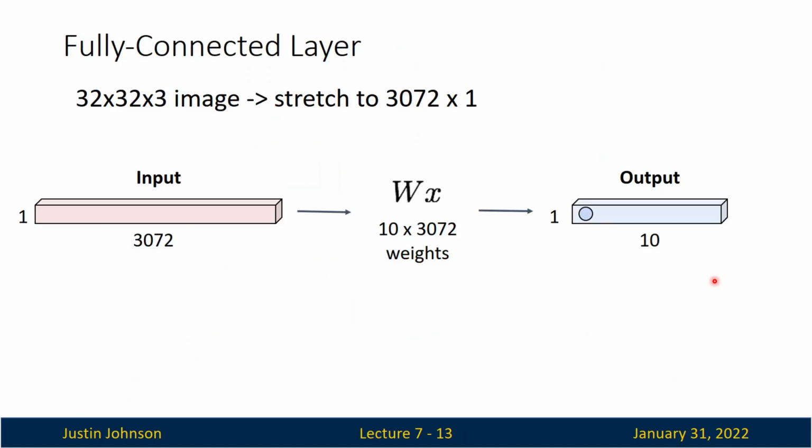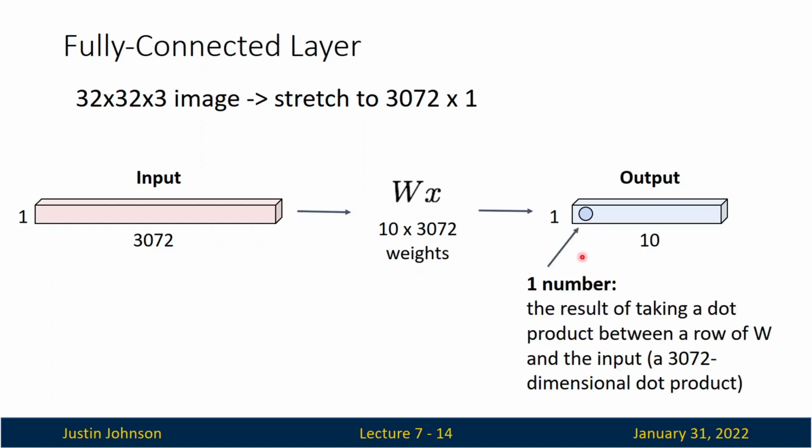Suppose we have an input vector. You can imagine this is an image, and you just stretch those pixels out into a very long vector. For the CIFAR-10 example, the size is 3072. You multiply by a matrix to get the output, so each output is just a weighted summation of all the pixels.